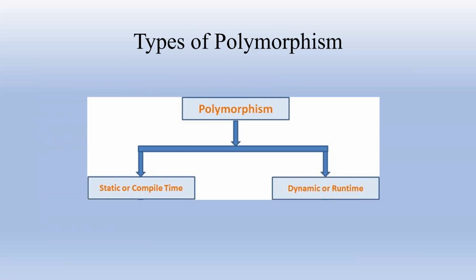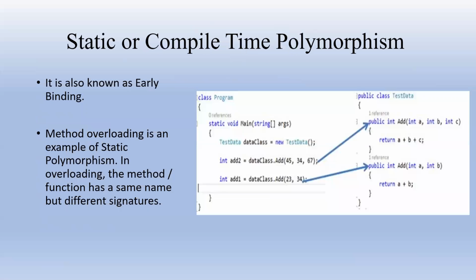There are basically two types of polymorphism. First is static or compile time polymorphism, also known as early binding or method overloading. The second is dynamic or runtime polymorphism, also known as late binding or method overriding. So first is static or compile time polymorphism, also known as early binding. An example of this is method overloading.